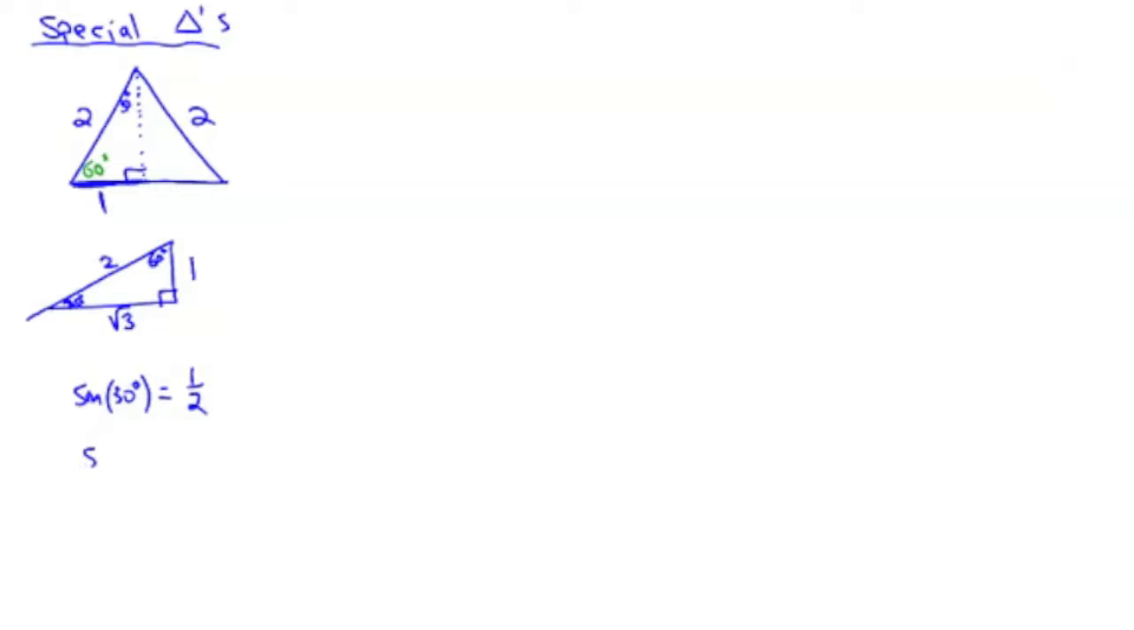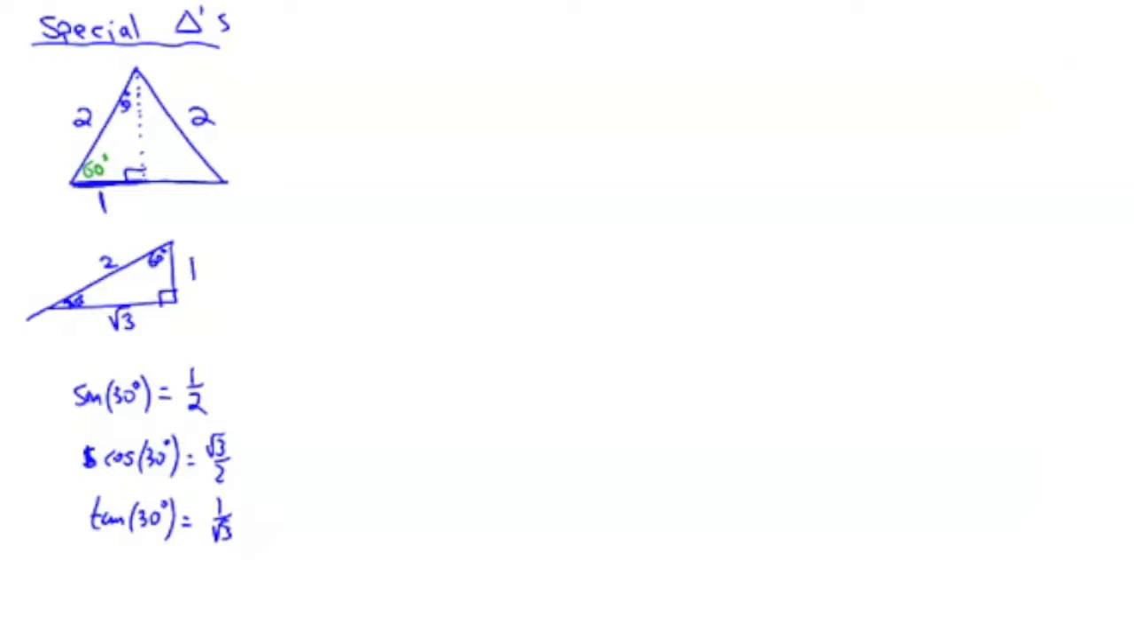What is the cosine of 30? Square root of 3 over 2. Adjacent over hypotenuse. Tangent of 30. Well, we're sticking on 30 for a little bit. The tangent is going to be opposite over adjacent, which is 1 over square root of 3. And then, of course, you can find secant, cosecant, and cotangent. Okay, so that's one of the special triangles.